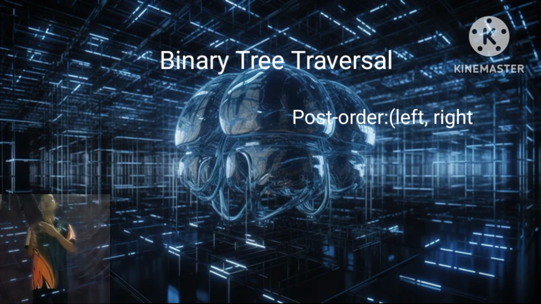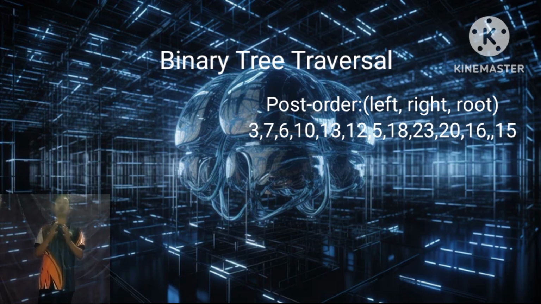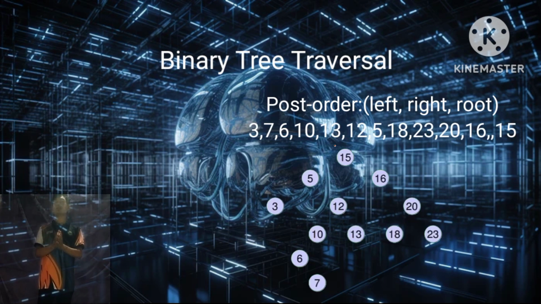So in binary tree traversal, last is the post order. So it is a tricky one. So first we will go to 15. We will not print the 15, and we will go to 5. We will not print the 5, and then we will arrive at 3. So we will print 3 because it is a left, and then we will go back to 5.